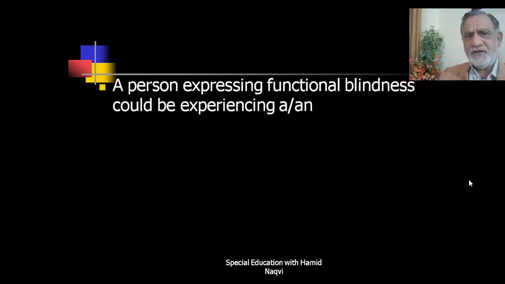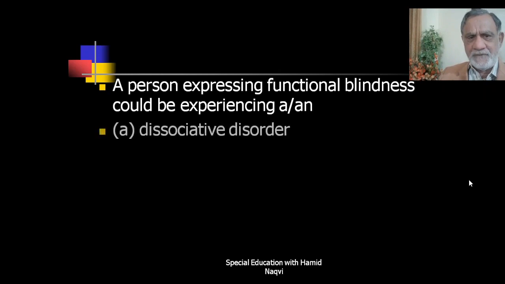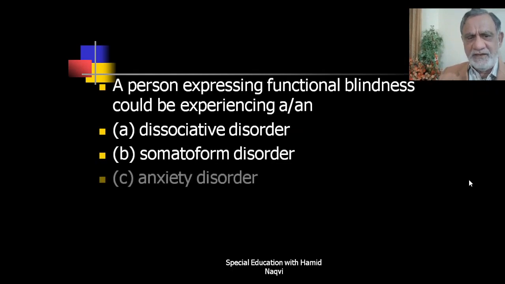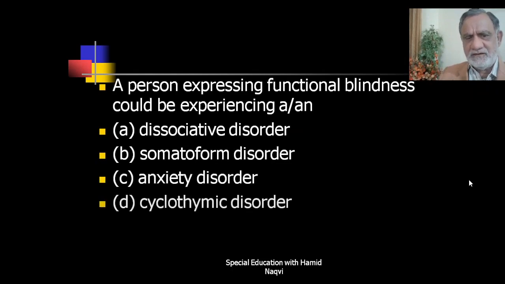A person expressing functional blindness could be experiencing dissociative disorder, somatoform disorder, anxiety disorder, cyclothymic disorder. The correct one is somatoform disorder, that is B.